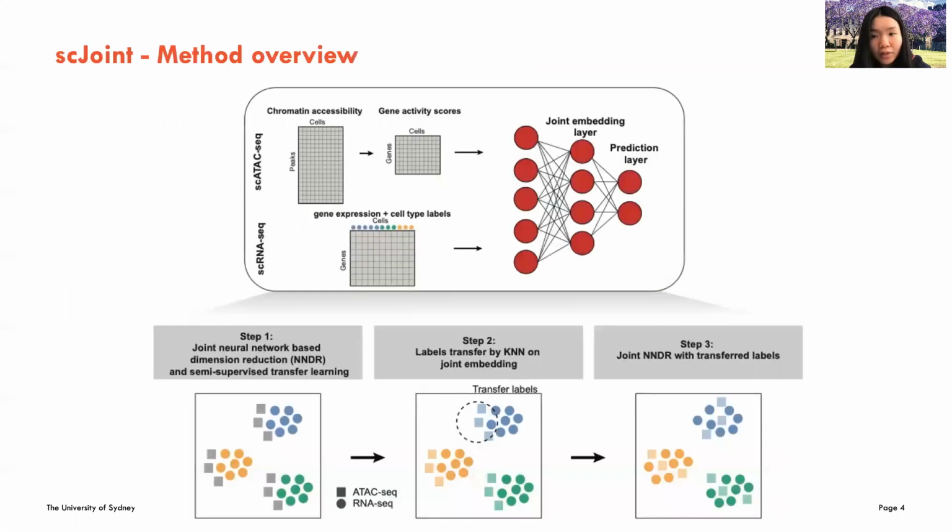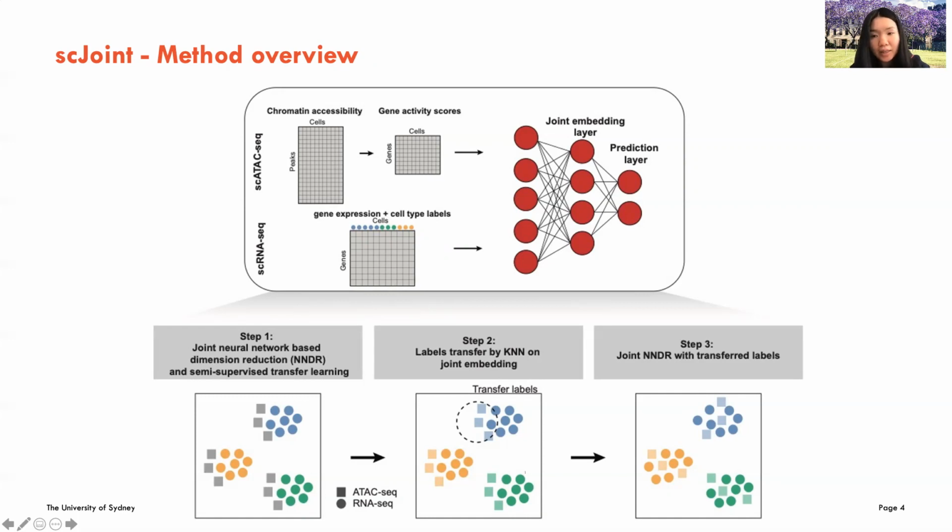The input of our method includes the gene activity scores matrix from single-cell ATAC-seq, and gene expression and cell type labels from single-cell RNA-seq. The method consists of three main steps. The first step is a joint neural network-based dimension reduction and a semi-supervised transfer learning. This is based on a neural network that consists of a joint embedding layer and a prediction layer. The output from the first step is a joint embedding of the cells from the single-cell RNA-seq and single-cell ATAC-seq.